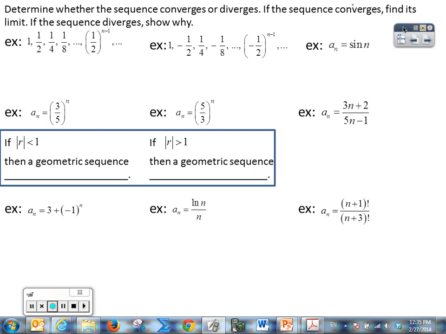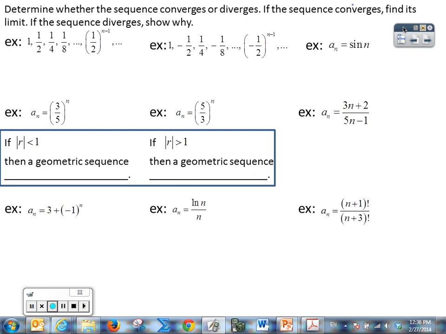So I tried to get a variety of different examples for us to work through. Certainly this is not exhaustive. It's impossible for me to show you one of every kind. I tried to get a sampling so you would have a better idea of the procedure. So let's take a look. It says, determine whether the sequence converges or diverges. If the sequence converges, find its limit. If the sequence diverges, show why.